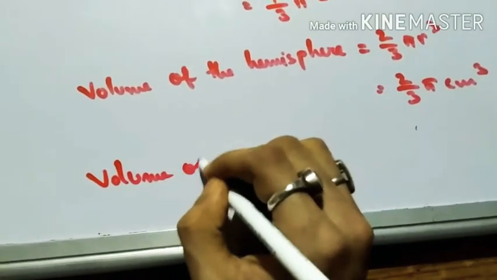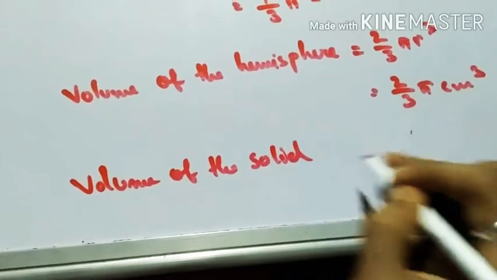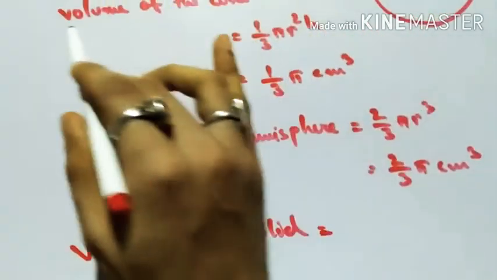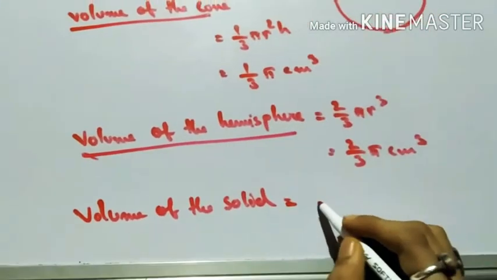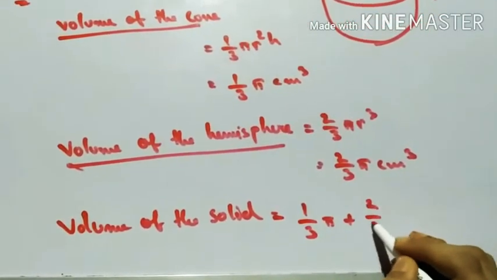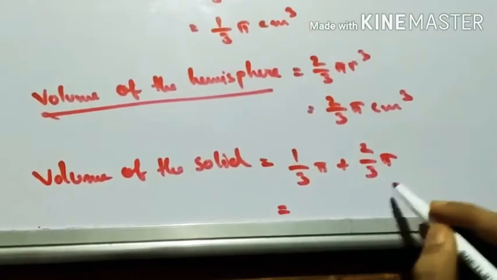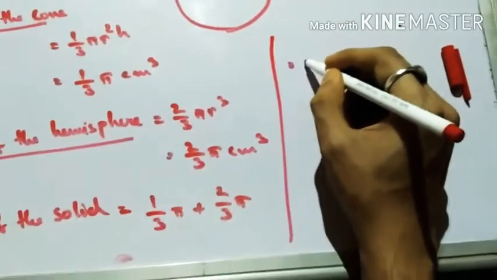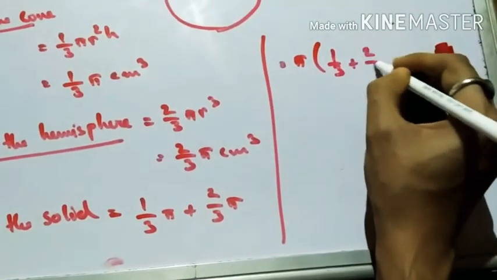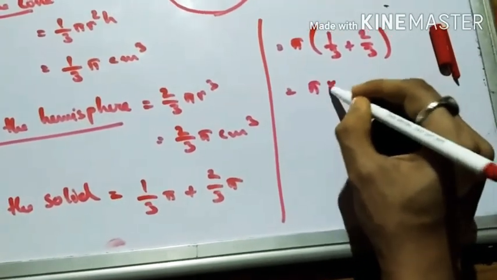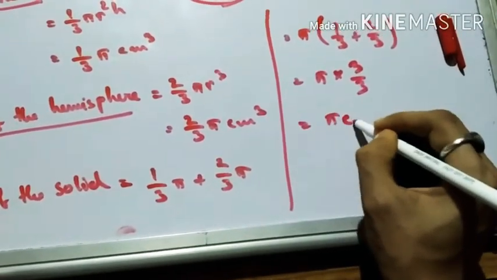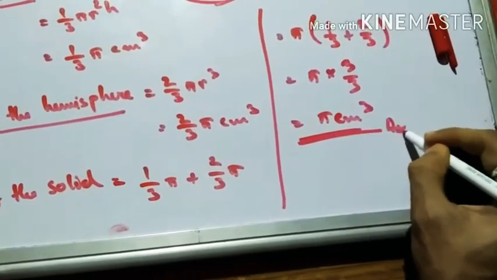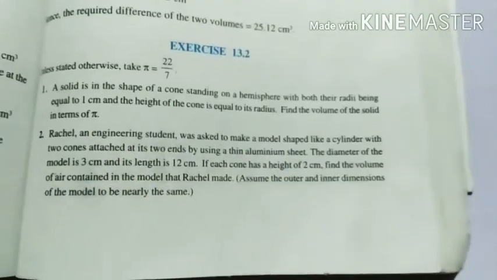Volume of the solid will be equal to volume of the cone plus volume of the hemisphere. 1 by 3 pi plus 2 by 3 pi. I can take pi common. I will get 1 by 3 plus 2 by 3, equal to pi into 3 by 3, equal to pi centimeter cube. This is my answer, because here it says find the volume of the solid in terms of pi.